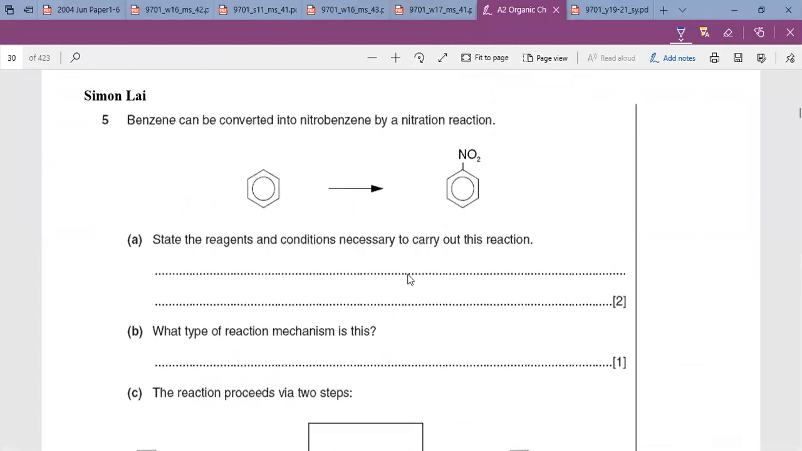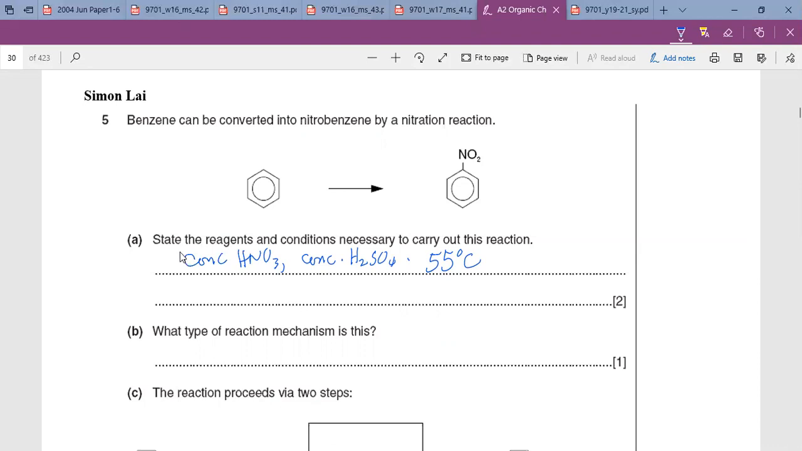So now they ask you for this, 3 marks. So easy, right? Concentrated, it should be what? Concentrated, so 2 things: concentrated HNO3, concentrated what? H2SO4, and the temperature must be what? 55 degrees. Memorize it. Centigrade. 3 points, 2 marks. 2 points, 1 mark. 1 point, 0 marks.